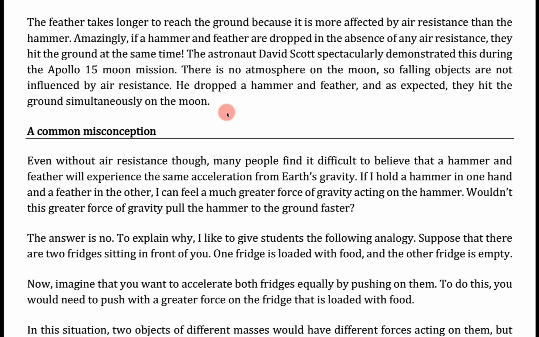You can look this up on YouTube. If you just look up hammer, feather, moon on YouTube, I'm sure that you can find a video. So we'll watch the video tomorrow together. But it is quite cool to see a feather and hammer accelerate the same amount in the absence of air resistance. There's some interesting physics happening there.